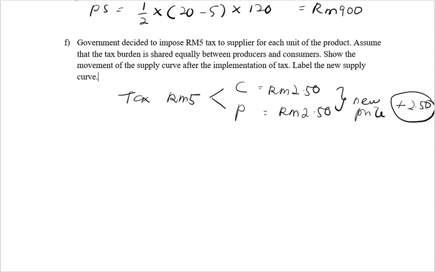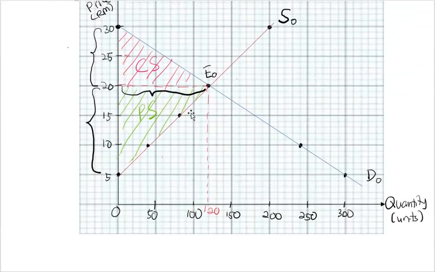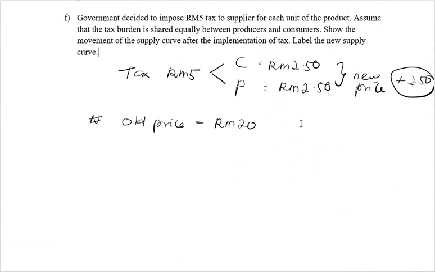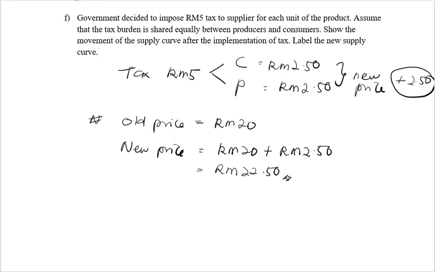Okay, so your old price before tax, or the old equilibrium price, was RM 20. Okay, so before this, the price is RM 20 equilibrium. But after implementation of tax, the new price for the product will be RM 20 plus tax RM 2.50. Okay, so the new price should be RM 22.50, your new equilibrium price.